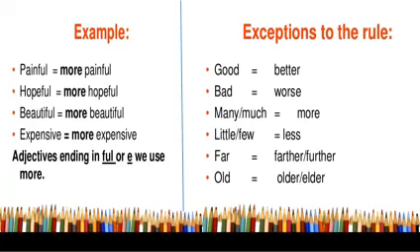When the positive degree is ending in ful or e, we always use more. For example, painful. It is ending with ful, so it means you have to use more just before the positive degree to make it comparative. Hopeful. It is ending with ful, so it means you have to add more with the positive degree and it will be your comparative degree. Next is exception to the rule.